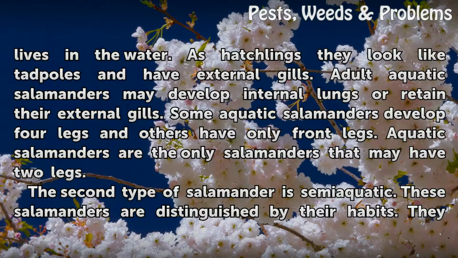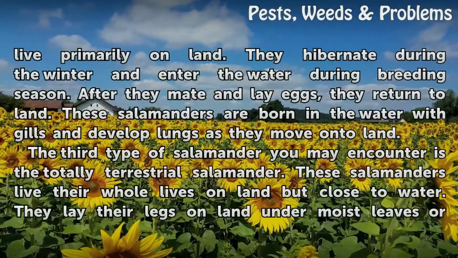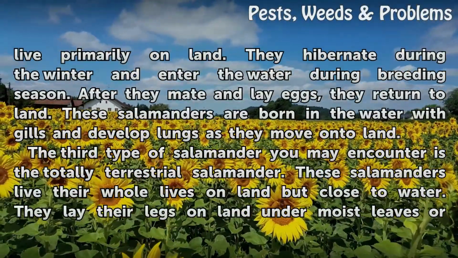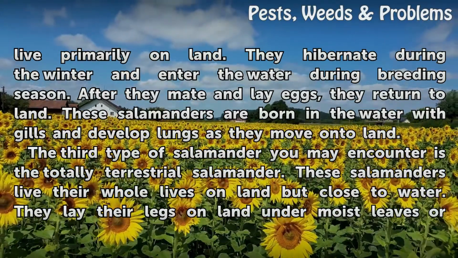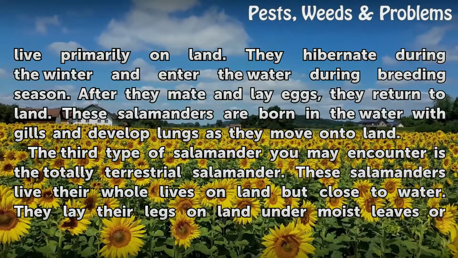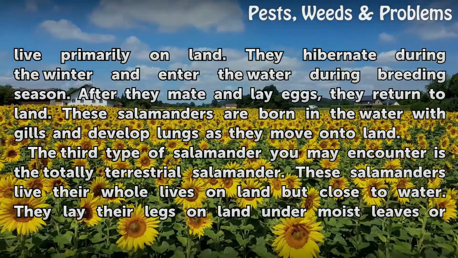The second type of salamander is semiaquatic. These salamanders are distinguished by their habits. They live primarily on land. They hibernate during the winter and enter the water during breeding season. After they mate and lay eggs, they return to land. These salamanders are born in the water with gills and develop lungs as they move onto land.